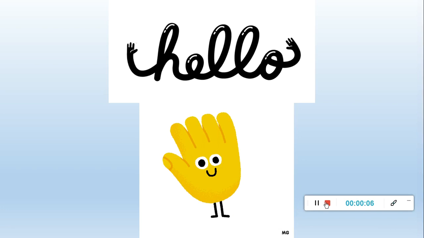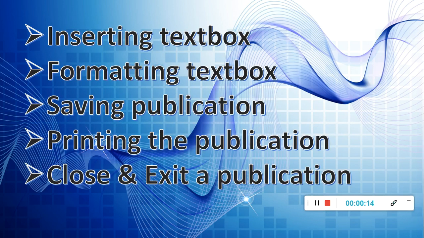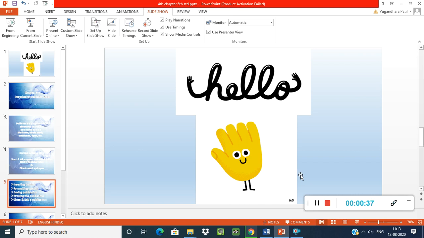Now today we'll start our next topic in chapter 4, that is inserting the text box in the publication window. How to insert a text box here, then how to format the text box, then how to save your publication file, how to print the publication file, and how to close or exit the publication. Okay, now we'll do it practically.